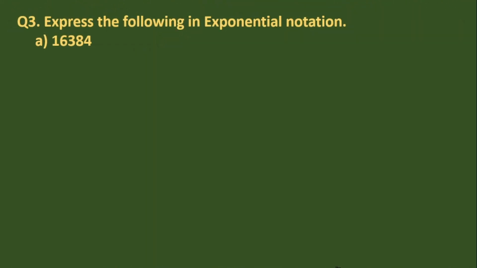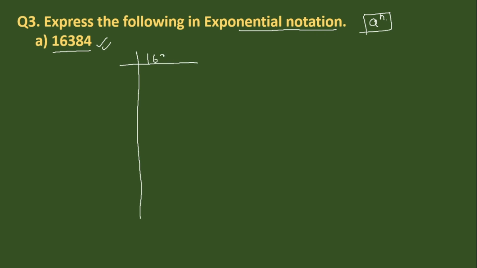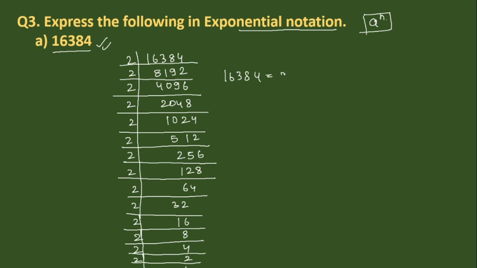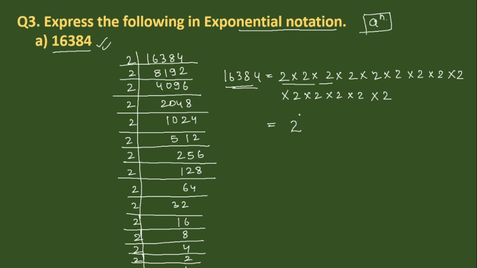Now we'll solve question number 3, which says that you have to express the following number in exponential notation. What exponential notation means is that you have to express this number in exponential form, that is a raised to the power n. For this, you have to find the prime factorization of 16,384. So let's find the prime factorization of 16,384. So you can write 16384 as a product of 2 multiplied by 2 multiplied by 2, 14 times. As this number is a repeated multiplication of 2, we can write it as 2 raised to the power 14.